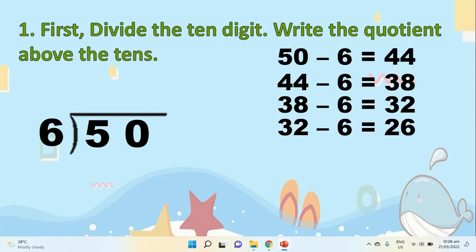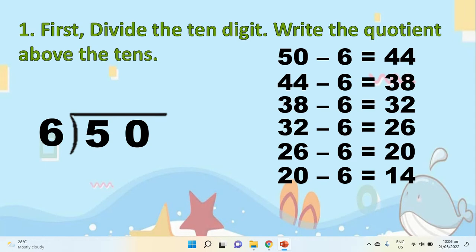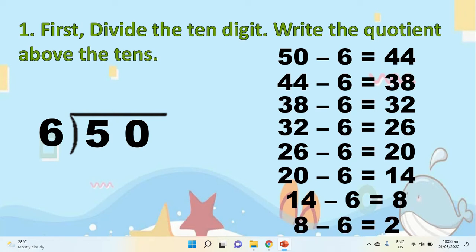32 minus 6 is equals 26. 26 minus 6 is equals 20. 20 minus 6 is equals 14. 14 minus 6 is equals 8. And 8 minus 6 is equals 2. So you will count how many times we subtracted: 1, 2, 3, 4, 5, 6, 7, 8.